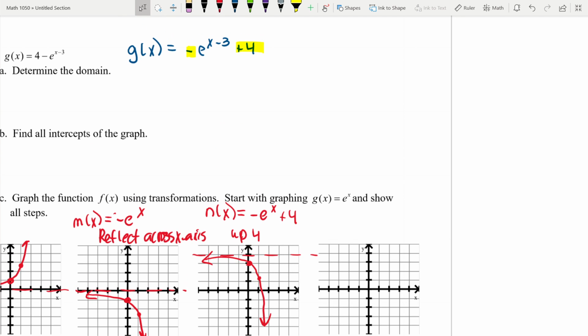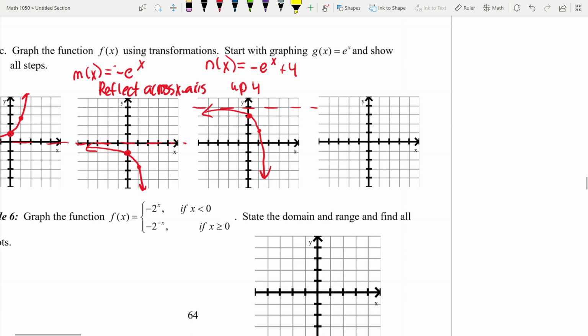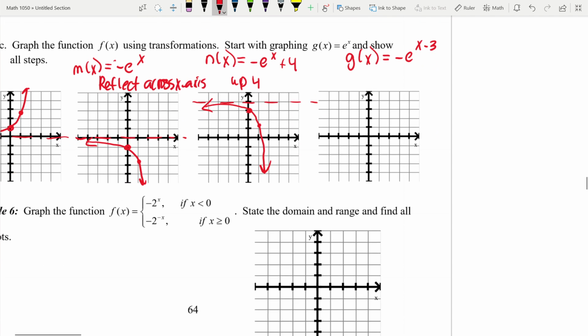Okay, and then I'm going to do my minus 3. Everybody in the room, tell me what the minus 3 does? To the right 3, yes. So let's go g of x equals negative e to the x minus 3 plus 4, and let's write right 3.